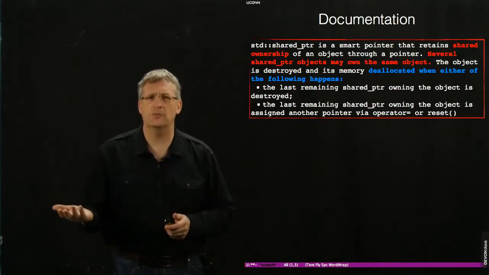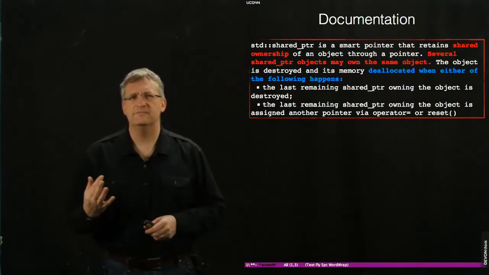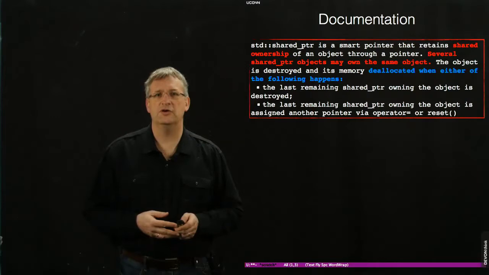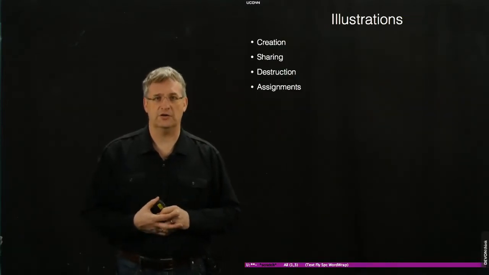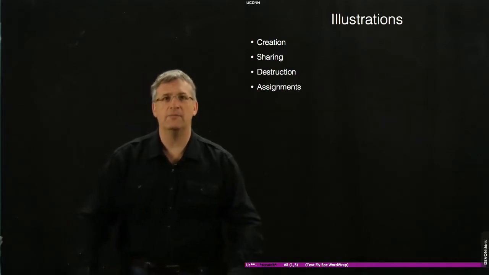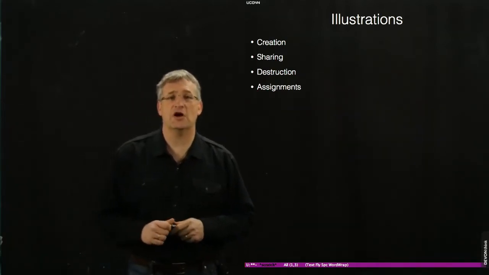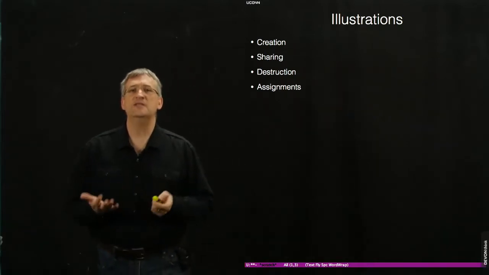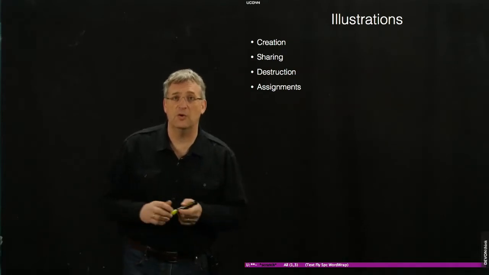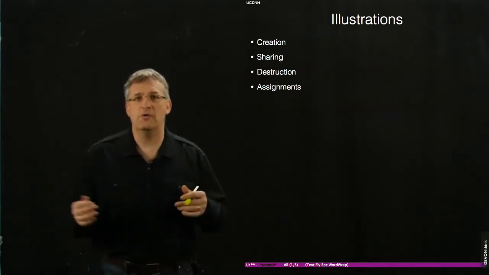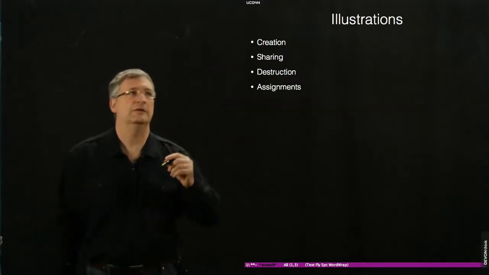So that's all the documentation says, and it probably is a little unclear as to what you're getting out of this. So let's take a look at what's going on. I'm going to try and illustrate a number of ideas: the creation, the sharing, the destruction, and the assignment. So let's say that you have an object. And again, the object could be an integer, it could be anything you want. It could be an int, a float, a double, or a struct, or eventually a class. But you have an entity of some form.